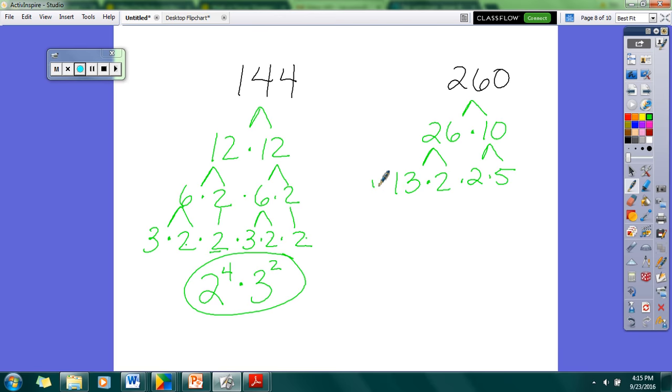So I'm done, okay? So it's going to be 2 to the fourth power. Sorry, not 2 to the fourth power. It's going to be 2 to the second power times 5 times 13. I added too many 2's. Okay, so that's going to be your final answer here.